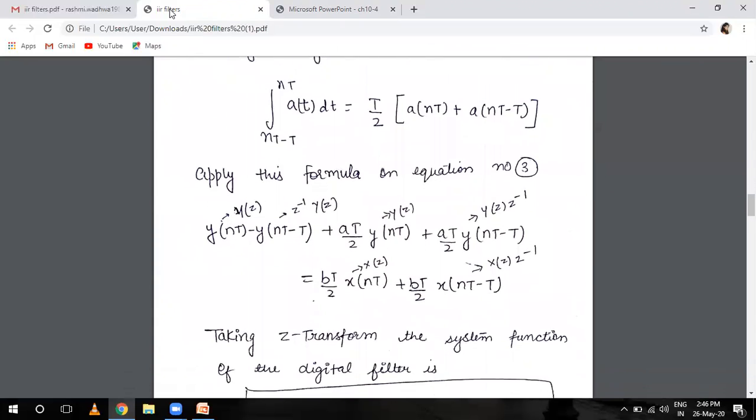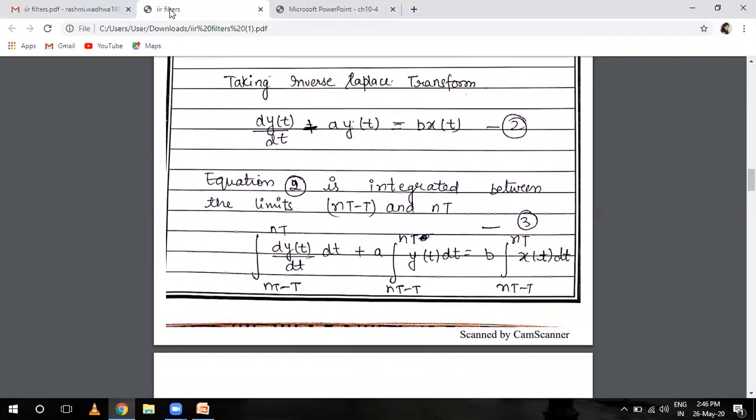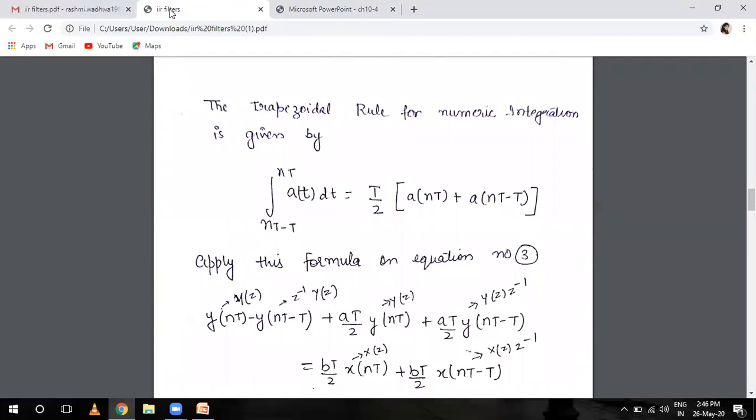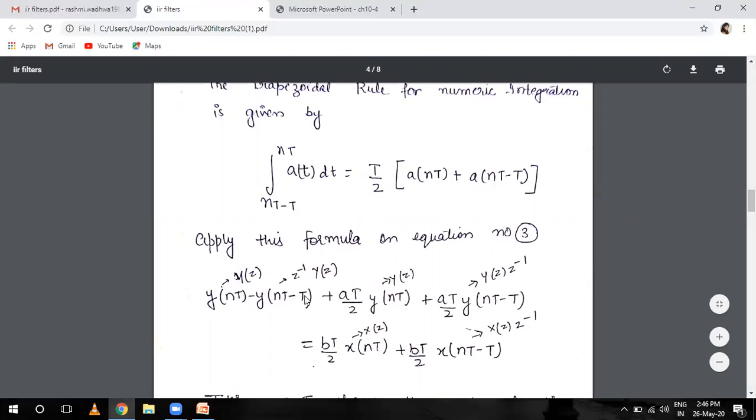Apply this formula for the equation number 3, and this is my equation number 3. When we are applying this formula on the equation number 3, then y(nT) minus y(nT minus T) plus aT upon 2 y(nT) plus aT by 2 y(nT minus T) is equal to bT by 2 x(nT) plus bT by 2 x(nT minus T). So x(nT) का है X(z), इसका इनवर्स हो जाएगा z inverse X(z), y(nT) का है Y(z), इसका हो जाएगा Y(z) z inverse, इसका X(z), इसका X(z) z inverse.